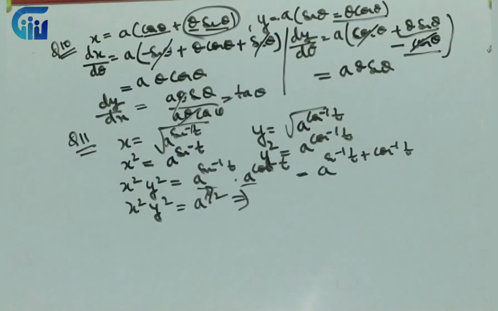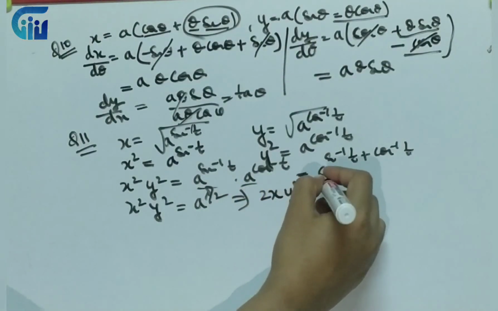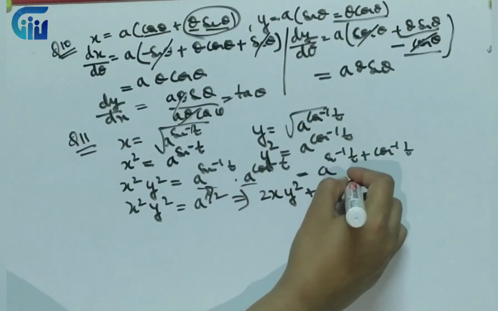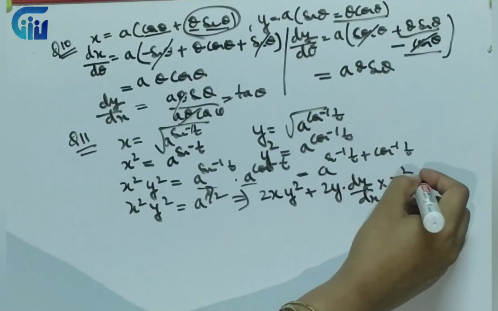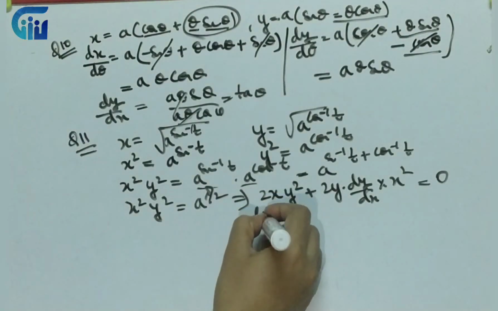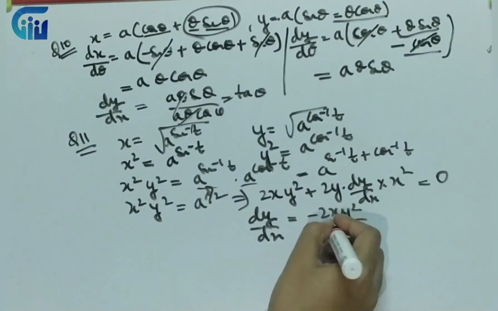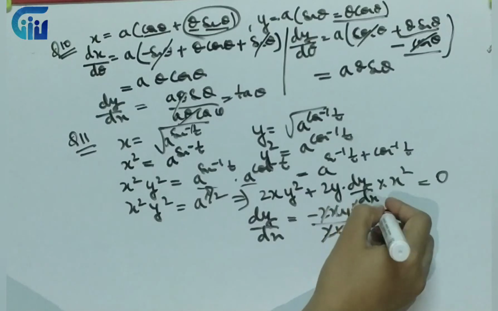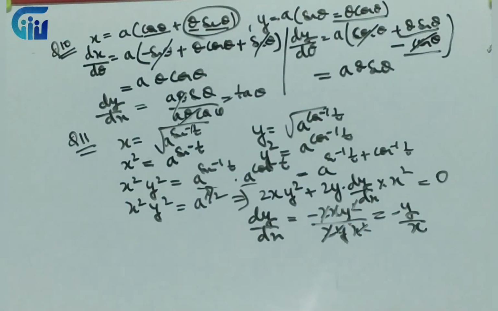For the left hand side, I'll just use product rule. So it is 2x y square as it is plus 2y, the derivative for y is dy by dx, and x square as it is, equal to 0, right? So dy by dx will come out to be minus 2x y square upon 2y x square. So we will just cancel and get the answer as minus y by x, which we were supposed to prove.